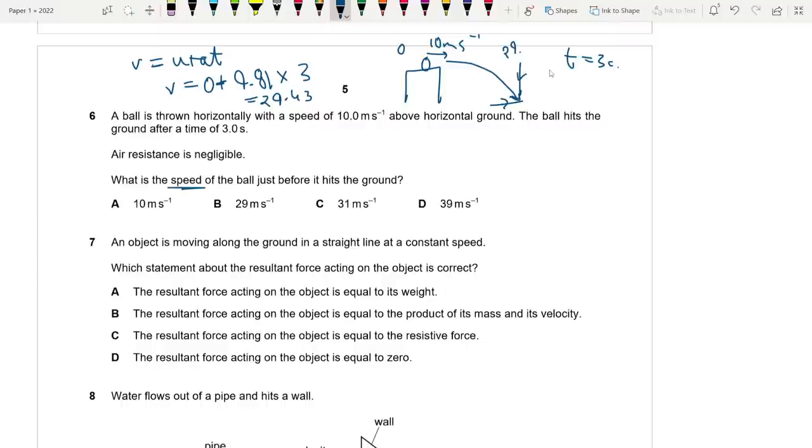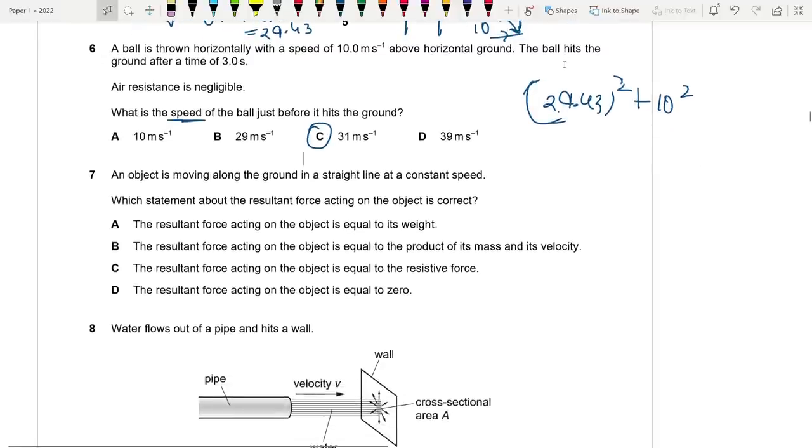Vertical component of 29.43 and horizontal component of 10, which remains constant. So if we want to find the resultant, we're going to apply Pythagoras' theorem. So 29.43 squared plus 10 squared, square root of the answer gives us a value of 31. I'm going to go with 6C.